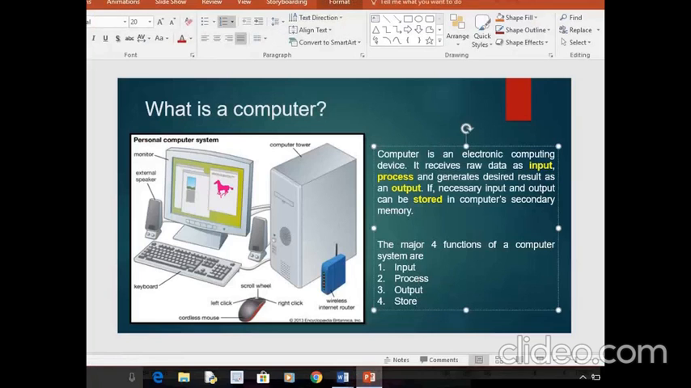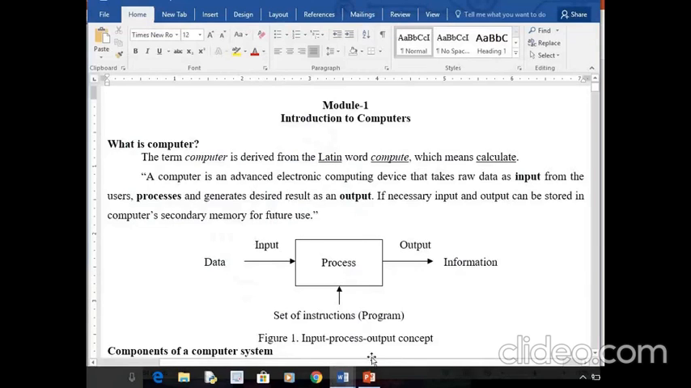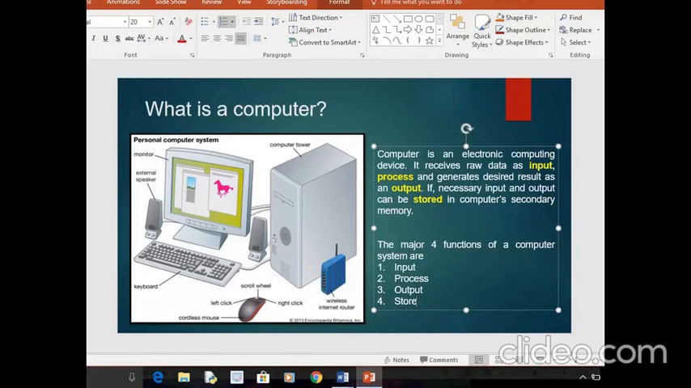Now the answer is right. For the question, what is a computer? You have to answer like this and draw the diagram, and you can list out below the major 4 functions of any of the computer system are 1 and only 4. Those are input, process, output and store.